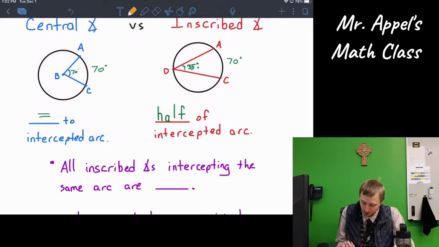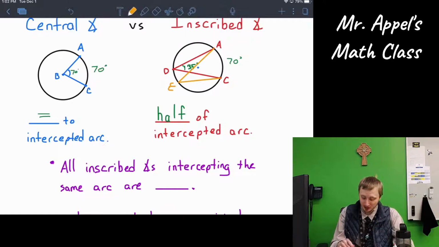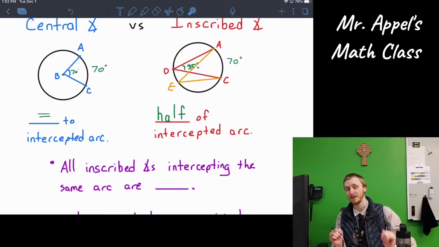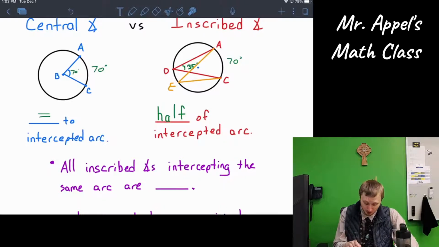Let me draw an example here. On my inscribed angle, we could go over here. Call that point E. How about that guy? It still intercepts this same arc AC. No matter where I draw point E there, it's intercepting the same arc. It has to thus be half that arc, so it's also going to be 35 degrees, no matter where I put this. So all inscribed angles intercepting the same arc are congruent.